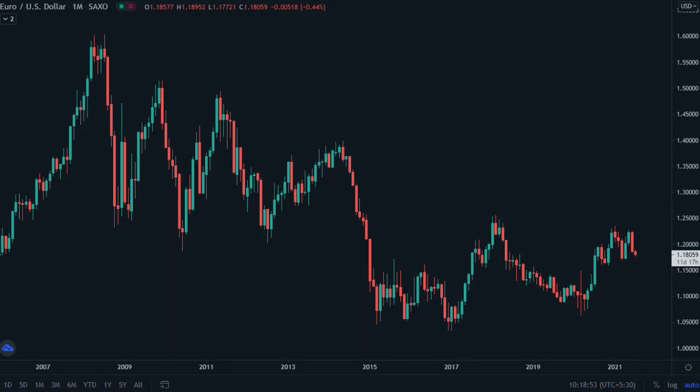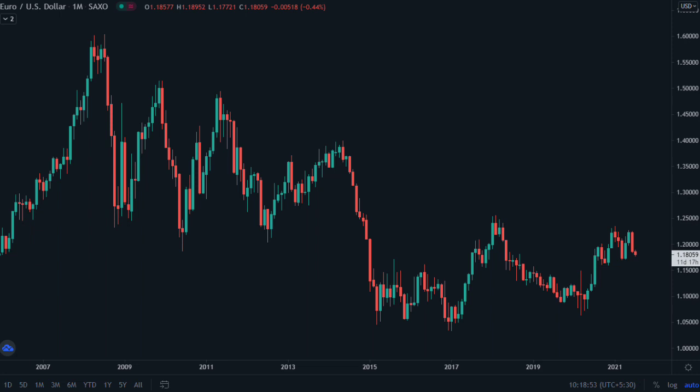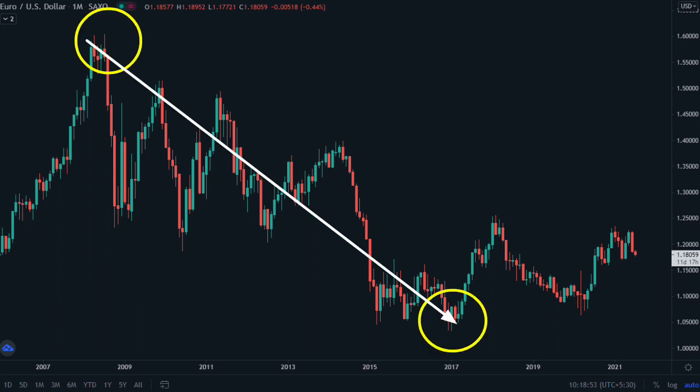This is a monthly chart of Euro USD. If we use nothing but candlestick, then the first thing you see here is price is making a series of lower low, lower high, which is a clear downtrend. You can easily find out the top and bottom of this trend.